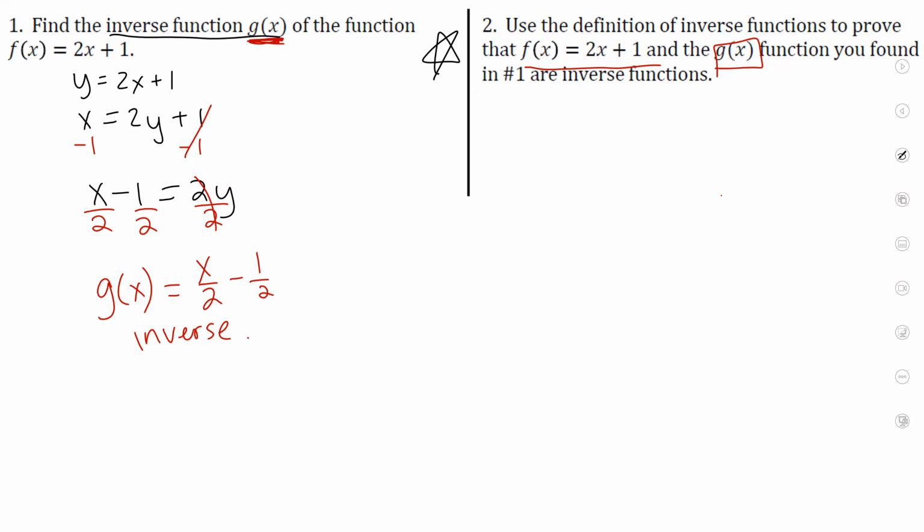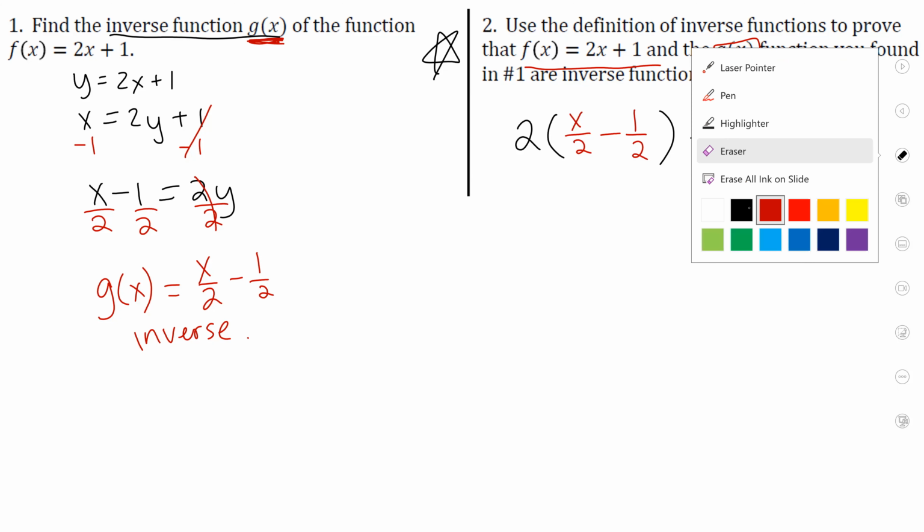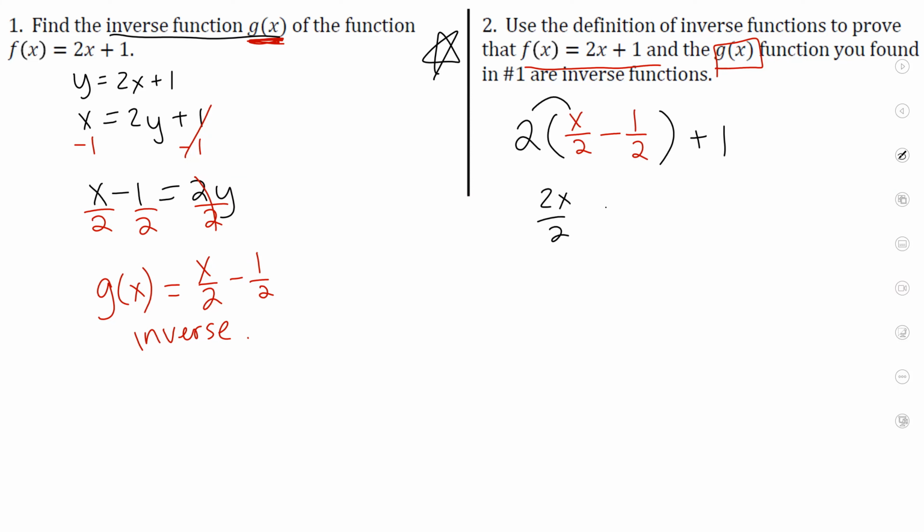Okay, so number 2, we're proving that these are indeed inverses of each other. So I'm going to write f of x here. The equation for f of x is 2x plus 1. And inside of the parentheses, I'm going to put in the function g. So I'm going to put x divided by 2 minus a half. I'm putting g inside of the function f. So let's see what happens when I do that. I'm going to distribute this, so I get 2x over 2 minus 2 over 2 plus 1. That cancels out. 2 divided by 2 is just 1, minus 1 plus 1 cancels out. I'm left with x. Because I was left with x, I'm halfway there.